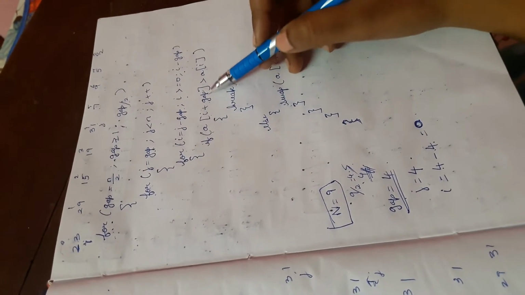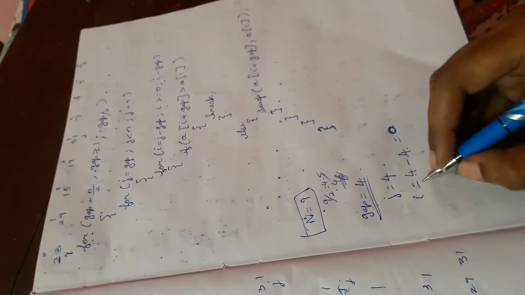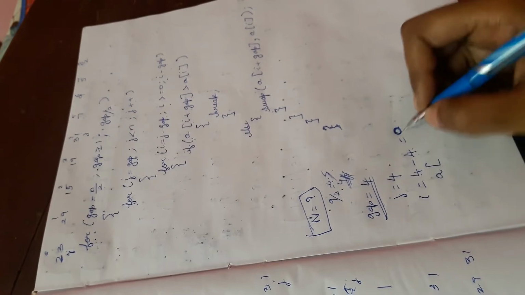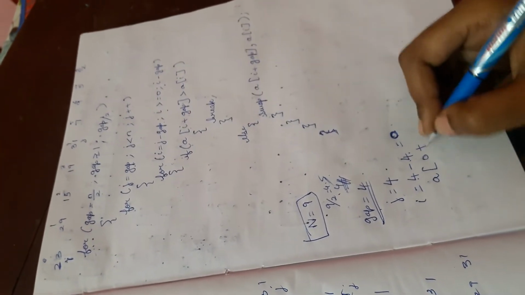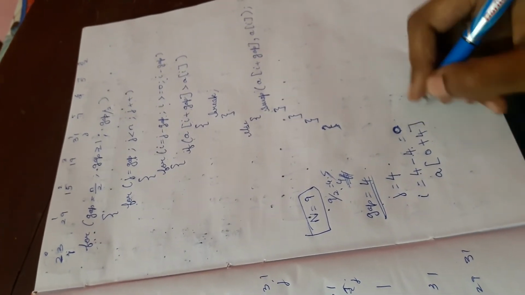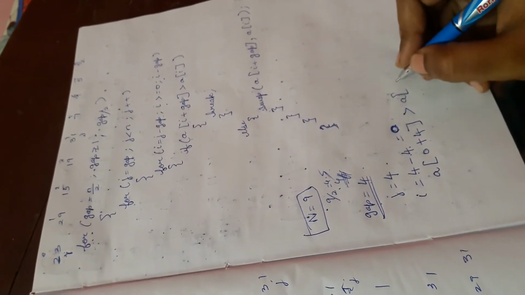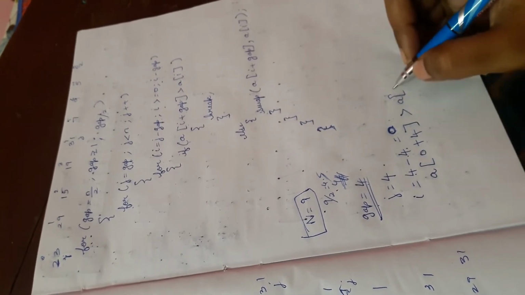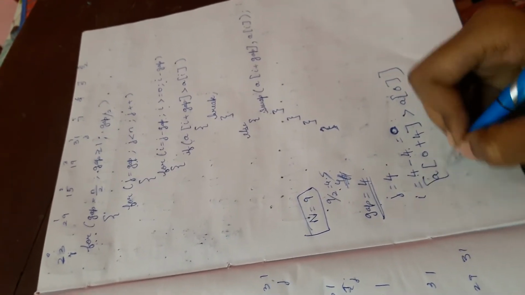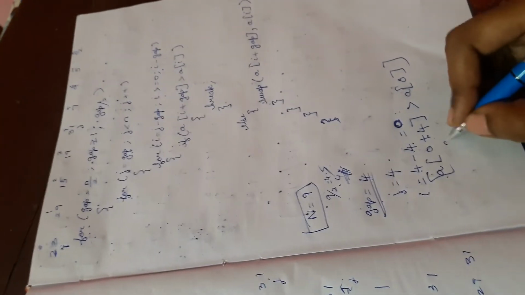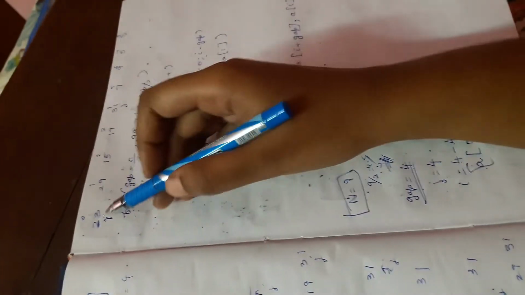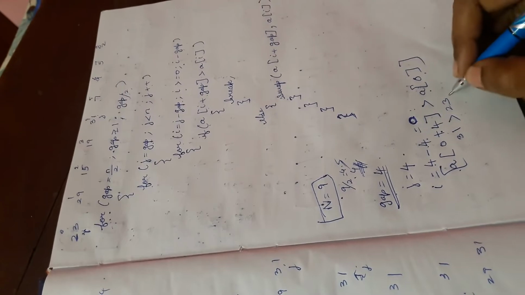If a of i plus gap is greater than a of i. So a of i plus gap we will write now. A of i value is 0, plus gap is equal to 4, is greater than a of i. A of i value is 0. So now we will check with these numbers. So a of 4, what is a of 4? 31. Greater than a of 0, what is the value here? 23. So is this condition true?